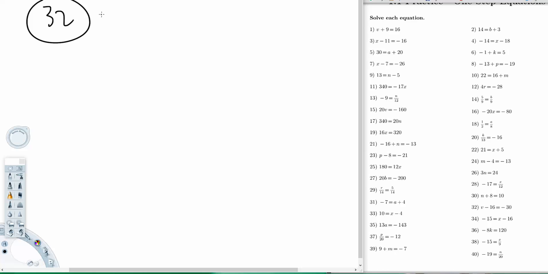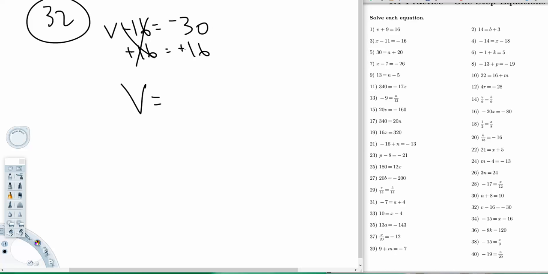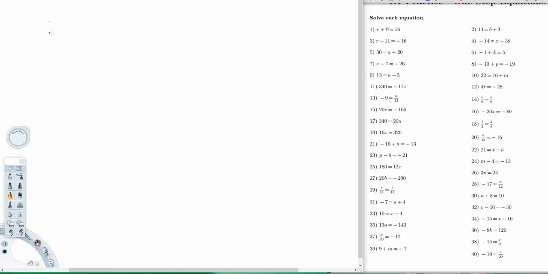32 now. Blitzing this one, burning through it. V minus 16 equals minus 30. Well, what is the opposite of minus 16? Plus 16. We have to do it to both sides. So minus 16 plus 16 equals 0. So we get V equals minus 30 plus 16. So minus 30 plus 16 equals minus 14. Yes, and that is the answer.